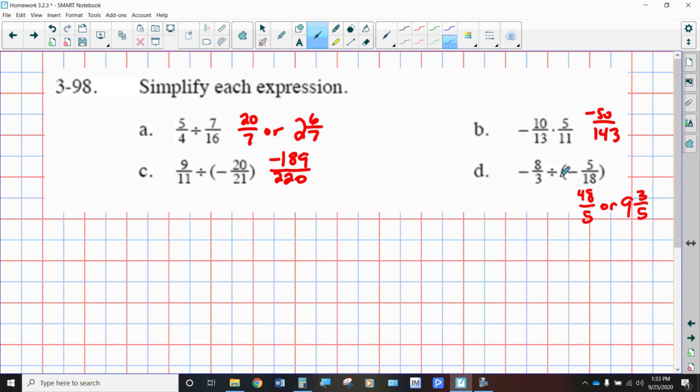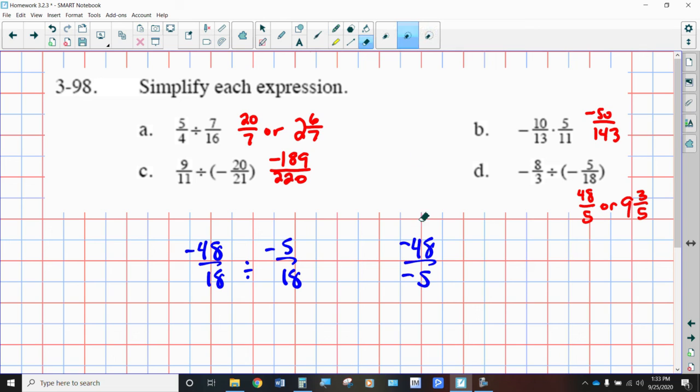So let me do this guy right there. Problem D. Common denominator would be 18. So I'm going to take and multiply that times 6, negative 48 over 18, divided by negative 5 over 18. So I'm just going to take negative 48 over negative 5, which becomes a positive because you're taking a negative divided by a negative. And there you go. There's your answer. Write it as a fraction or as a mixed number. 5 goes into 48 9 times, with a remainder of 3.